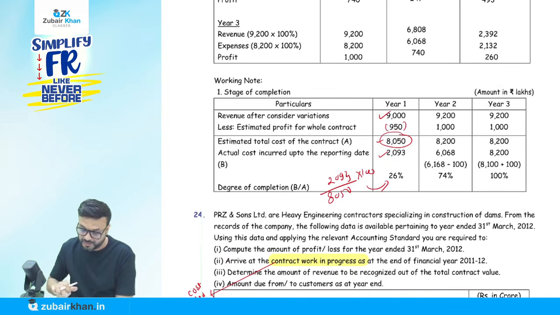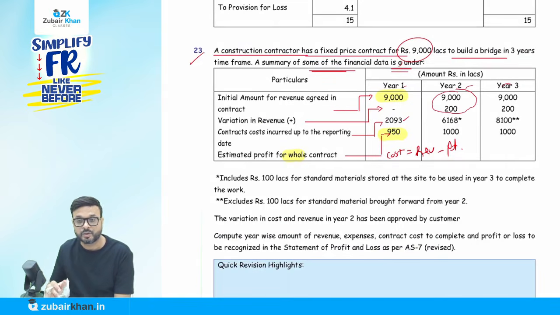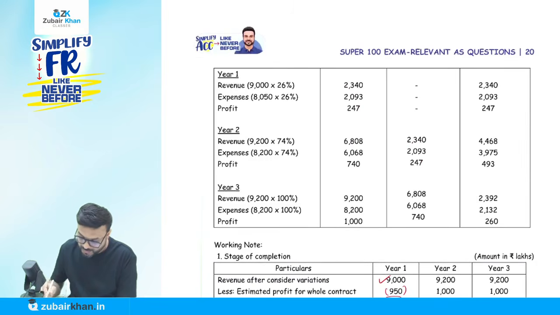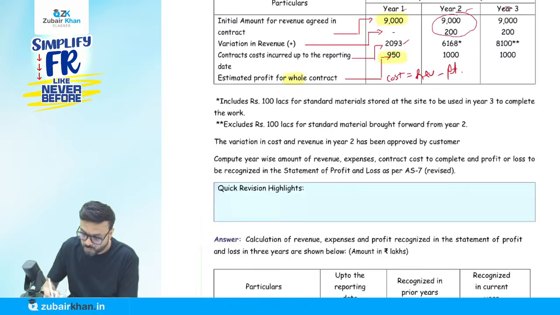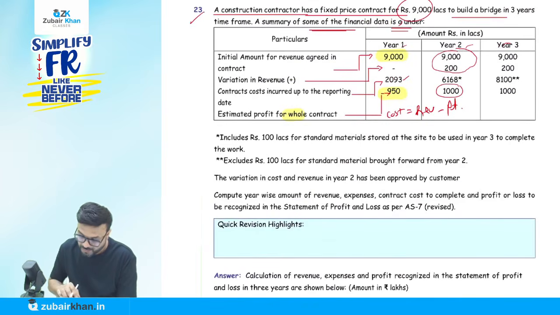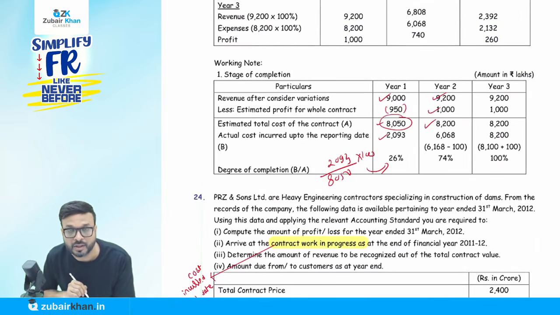Now when I come to second year, we expect the total, there is a variation. The total revenue will not be 9,000. 9,000 plus 200. So that will come how much here? 9,200. So you can see 9,200. How much is the profit we're expecting now for the whole contract? 1,000 here. So I will minus the 1,000. How much will it come? 8,200 is the total cost.